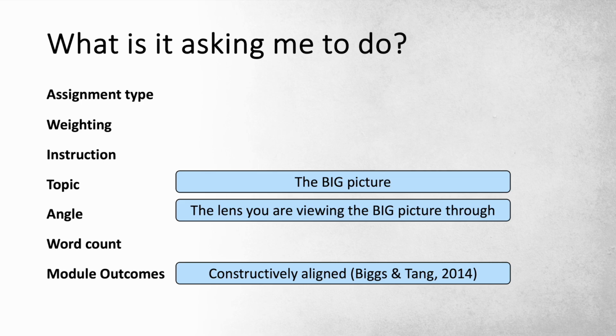And if the language is a little confusing or difficult to decipher, all you need to do is head to the Learning Development Blackboard under Academic Writing and the section Academic Language. And this should help you to break down some of those module outcomes.